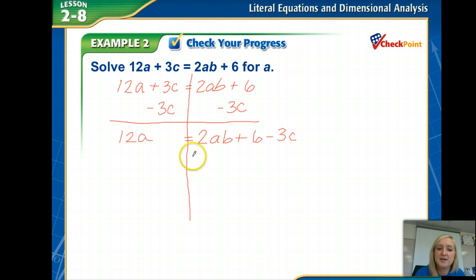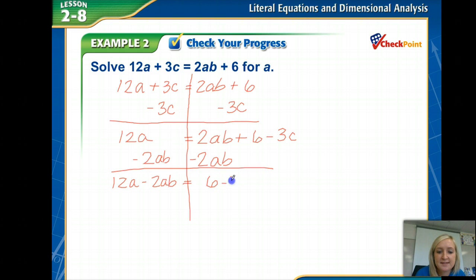So the next thing I'm going to do is move my a's over to the left side. So I'm going to subtract 2ab from both sides. This gives me 12a minus 2ab equals, I have 6 minus 3c. Now if I need to isolate a, what I'm going to do is undo the distributive property. I'm going to say a times what will give me 12a? The answer is 12. 12 times a gives me 12a.